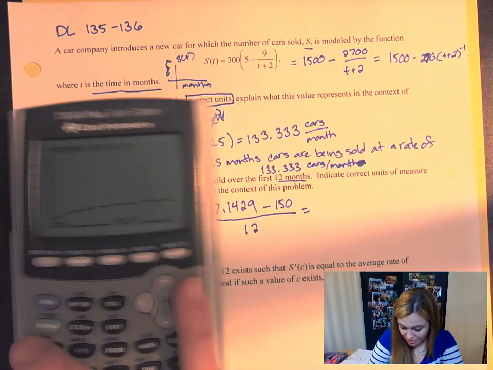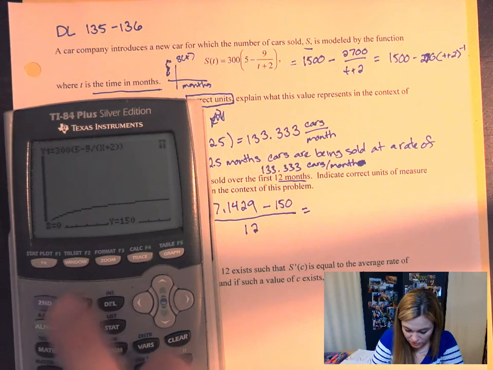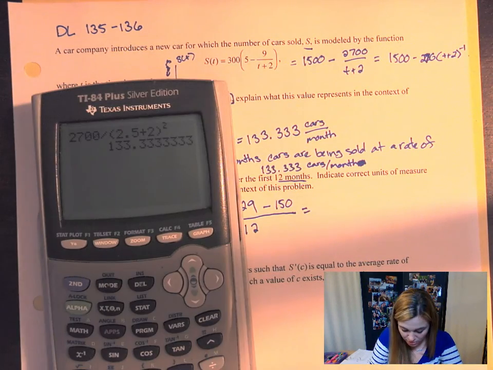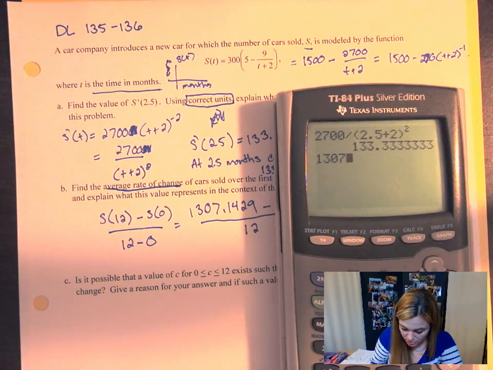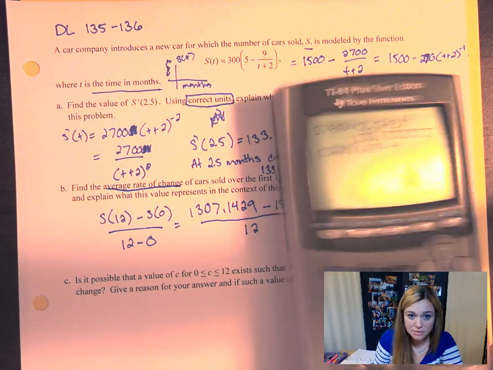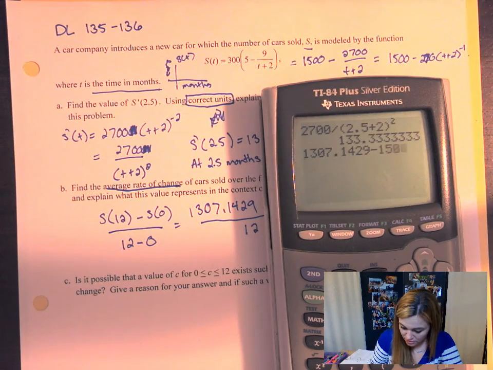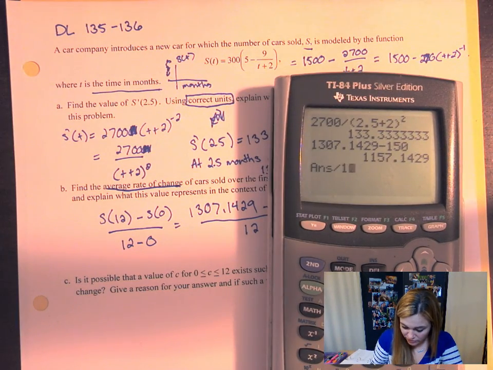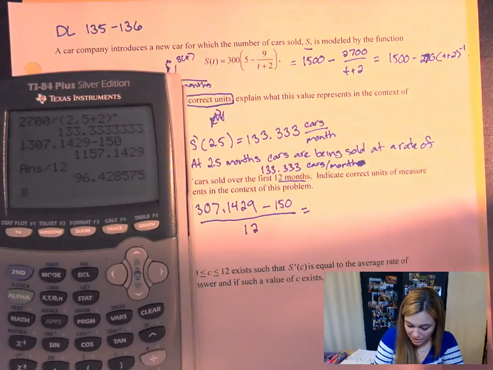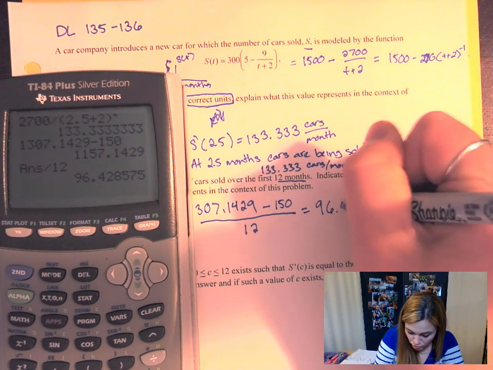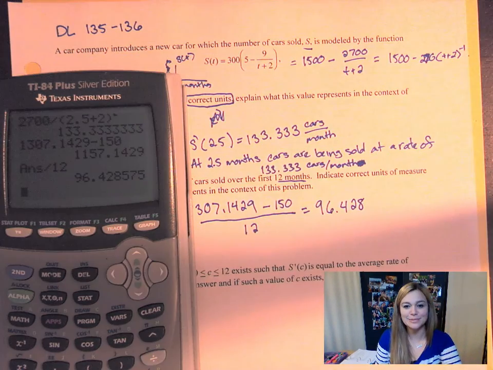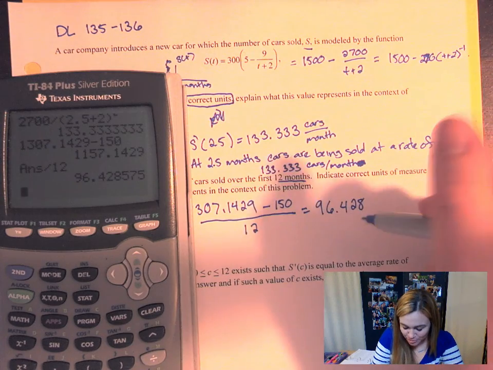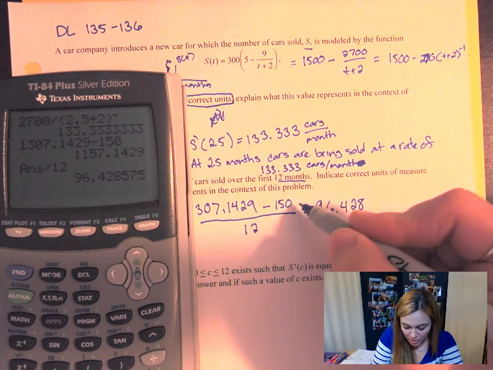And then I simplify a little bit. So I'm going to say 1307.1429 minus, that was 150, divided by 12. And I get 96.428. Hey, 428, that's my birthday. So 0.428, and then think about what this numerator is.